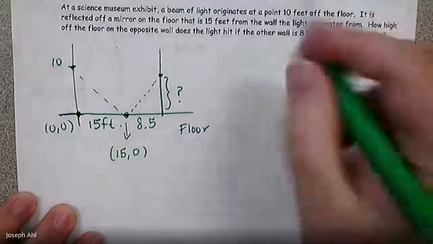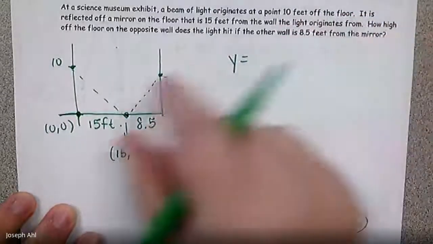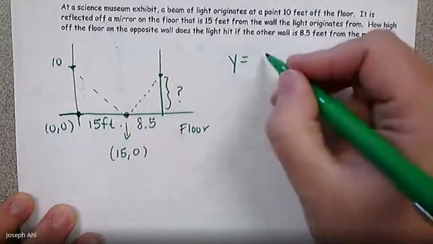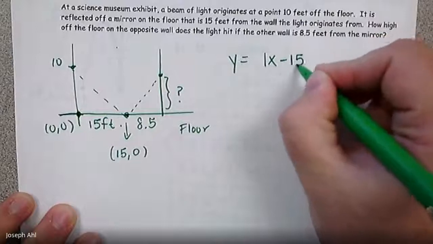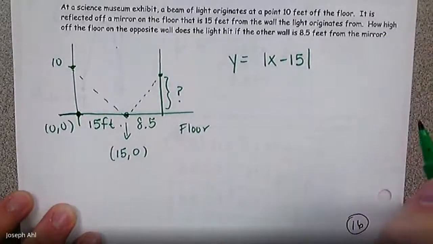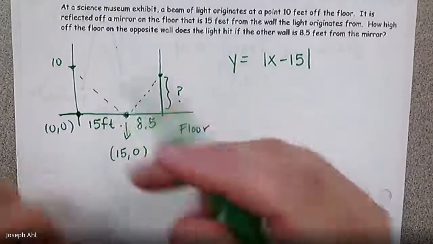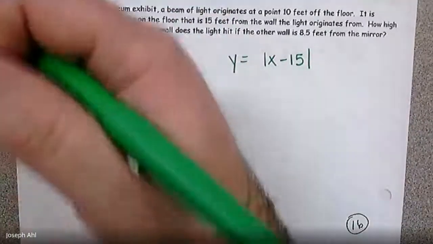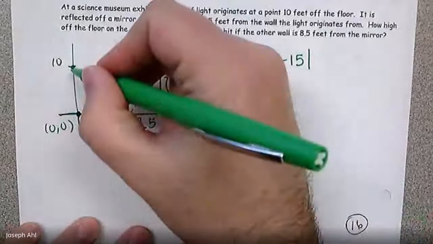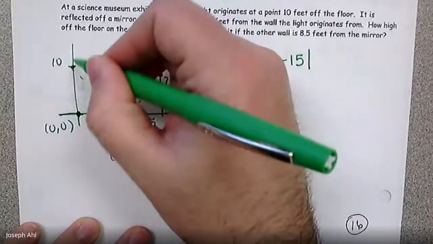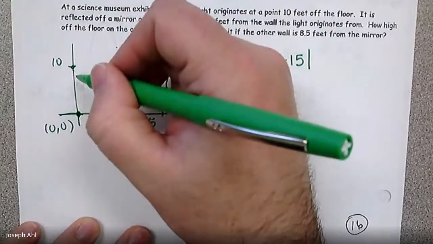So what we know is that we have an absolute value function that's been shifted 15 units to the right. So that would be represented by the absolute value of x minus 15. But what we don't know is, was there any sort of vertical stretching that happened to get the light to be originated from this height of only 10 feet above the ground?